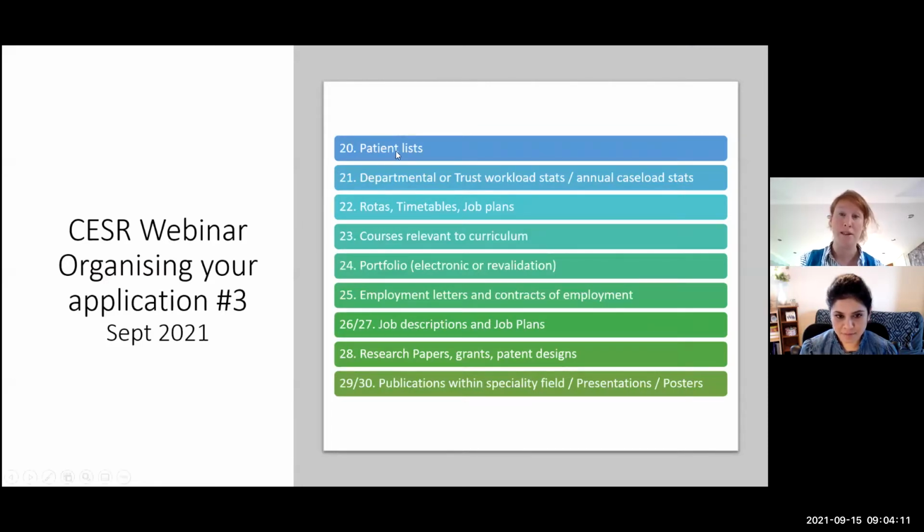So we're going to be going from patient lists down through departmental trust workload stats, rotas, timetables, job plans, courses relevant to curriculum, portfolio, employment letters, contracts of employment, job descriptions and job plans, research-based stuff, so papers, grants, patent designs. That sounds very fancy, doesn't it? And then any kind of publications or presentations within your field. So that's what we're going to be going through.